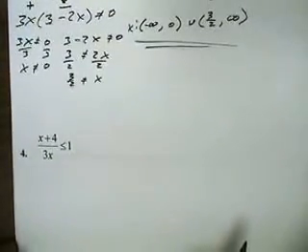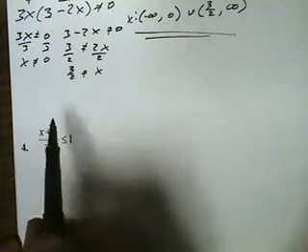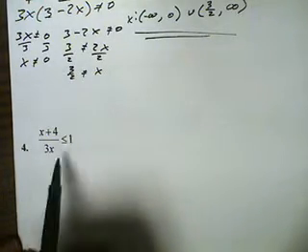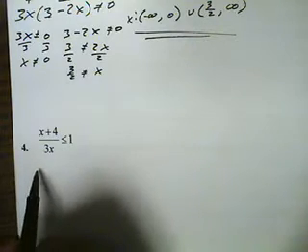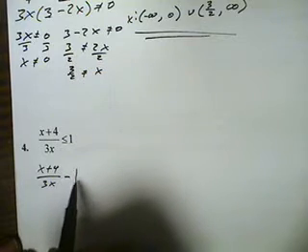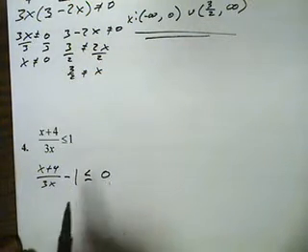Okay, now, next part. We want to solve this, but we can't solve this till this is set against 0. Right now we have 1. So I'm going to bring the 1 to the other side. So x plus 4 over 3x, minus 1, is less than or equal to 0. And now it's set against 0.